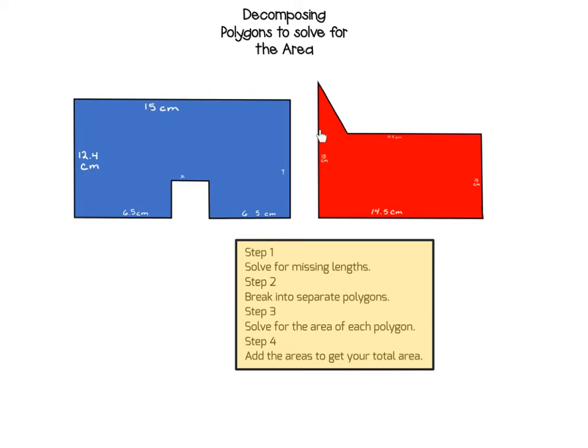Over here, if I'm going to break this into a triangle, I don't know what this length here is, and I don't know what this length here is. So I do know the whole length of this, that's 18, but I want to know what just the triangle is. So we're going to solve that first, and then you're going to break it into separate polygons. I'm going to show you how that works. And then the next thing is to just solve for each polygon, and then finally add the areas up to get your total area.